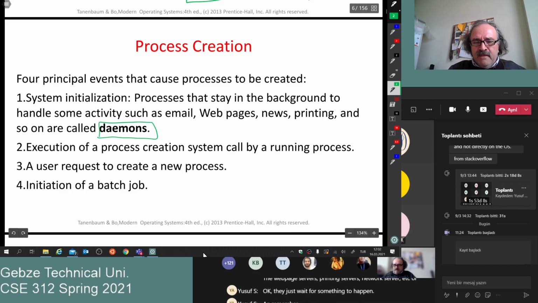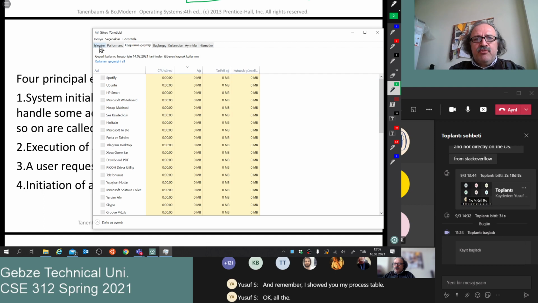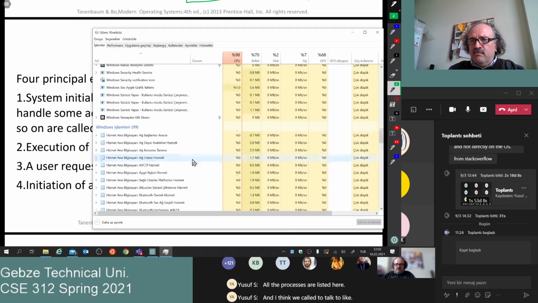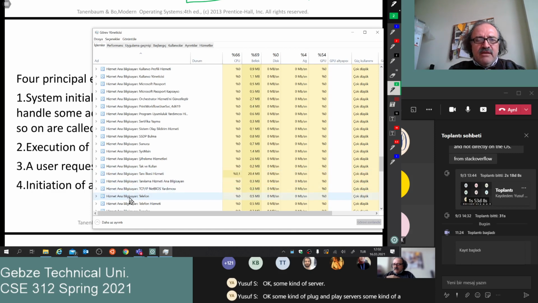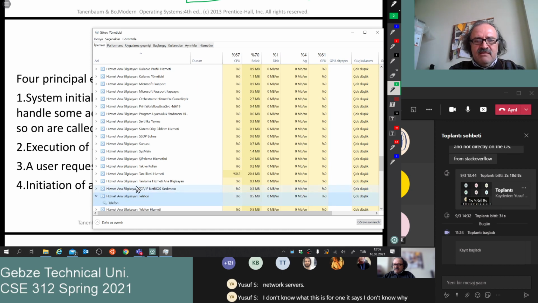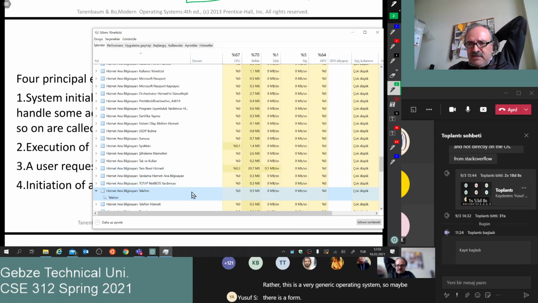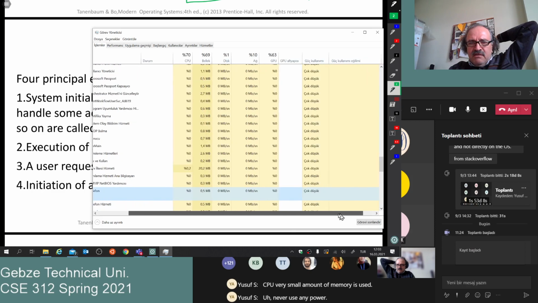And remember, I showed you my process table. All the processes are listed here, and I think we counted up to like 200 of them, right? So these are all service processes. Some kind of a server, some kind of a plug and play server, some kind of a network server. I don't know what this is. Phone, it says. Well, this is a very generic operating system, so maybe there are phone services happening, and it looks like it doesn't use any CPU. A very small amount of memory is used, and it never uses any power. Okay, I guess that's it.